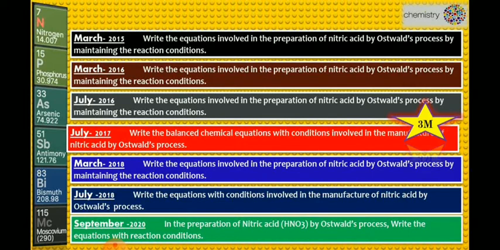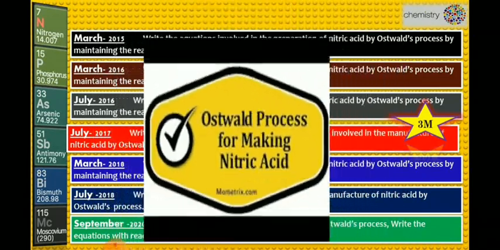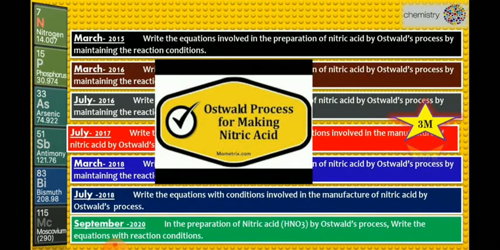It's a very simple method. We are not dealing with a flowchart, as we discussed in Haber's process. Here there is no flowchart and no procedure to write. You only need to write 3 reactions, balanced, with conditions. 3 equations, 3 marks, very, very important. Well, we'll see Ostwald's method for making nitric acid.